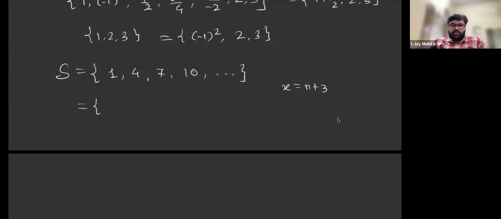But if I take n equals 2, then 5 will be there. But 5 is not in the set. I will not ask anybody who raises hands.